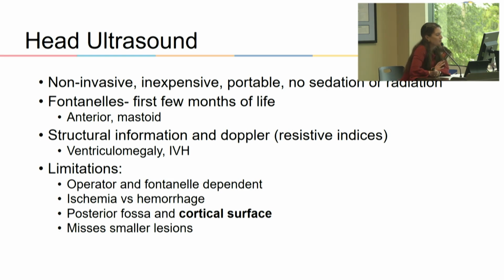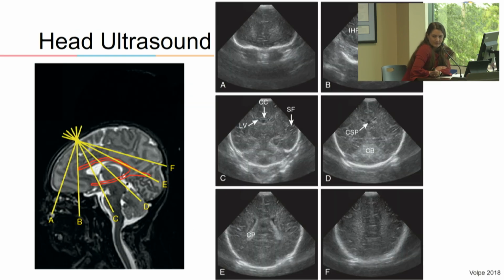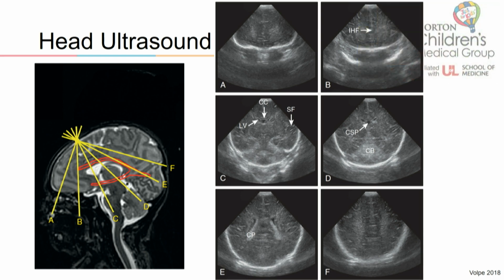And then it can miss smaller lesions, just because of the limitations of the type of imaging. So over here, you see that this is the anterior fontanelle where you would place the probe. And so you have all of these different cuts through the brain. Notice you miss a lot of the cortical surface, right? So important to keep in mind.